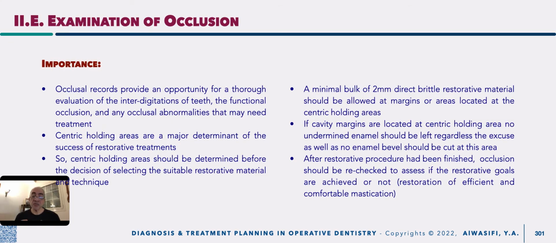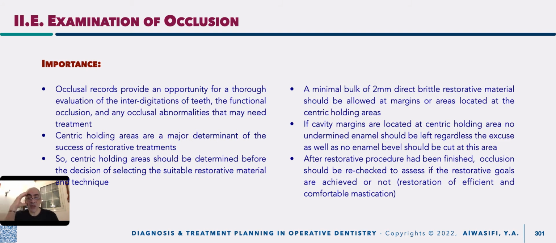Why is examining occlusion important for the treatment planning of restorative cases? Because occlusal records provide an opportunity for a thorough evaluation of the interdigitation condition of the teeth and the functional occlusion, and any occlusal abnormalities that could be detected and may interfere with a proper restorative treatment plan, especially if you have a centric holding area. Centric holding areas in a restorative treatment plan are a major determinant of the success of restorative treatment, because centric holding areas are areas of concentrated force in the tooth structure. Not all the occlusal surface of a tooth is in contact with the opposing occlusal surface or opposing occlusal anatomy of the opposing tooth, okay? But certain centric holding areas should be determined before the decision of selection of suitable restorative material and suitable technique.